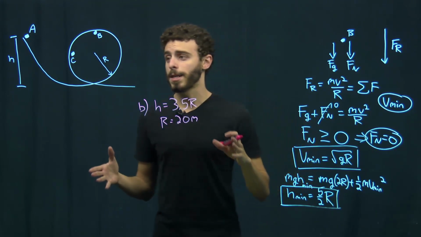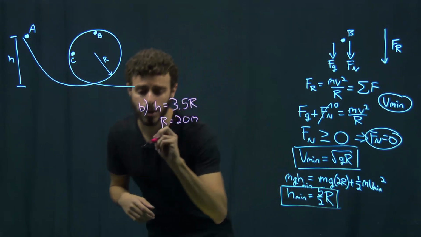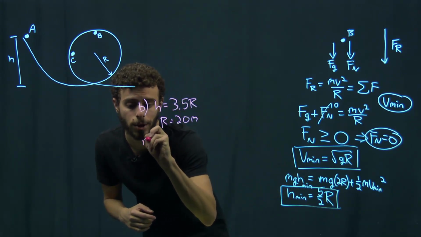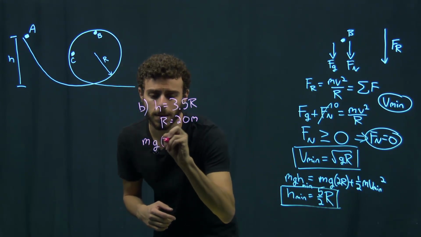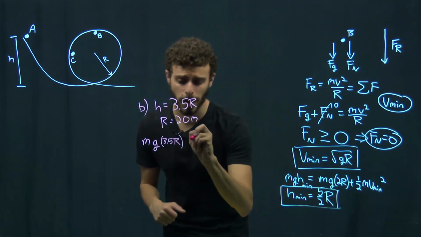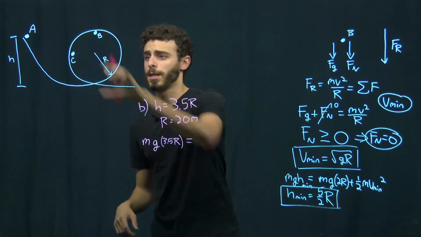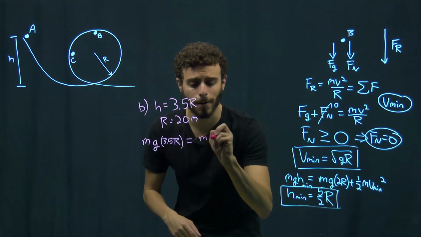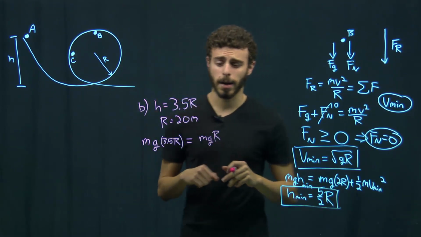So we can get this straight from our energy conservation. We know our initial energy is again just the mgh. So we just have m times g times 3.5 r. And this is our total initial mechanical energy. And then our final mechanical energy, we see we are a distance radius above the ground. So we have mg times radius. That's our gravitational potential energy.